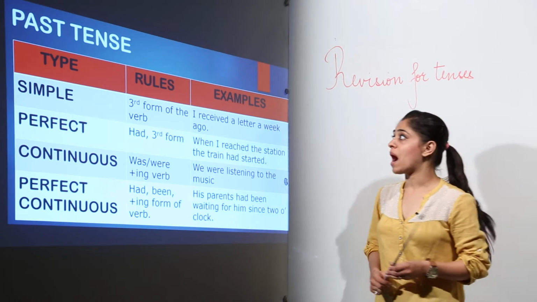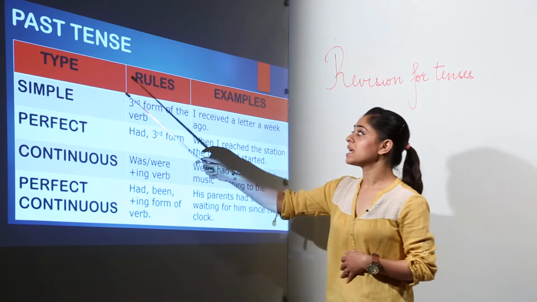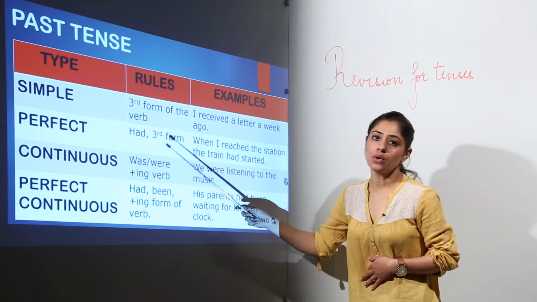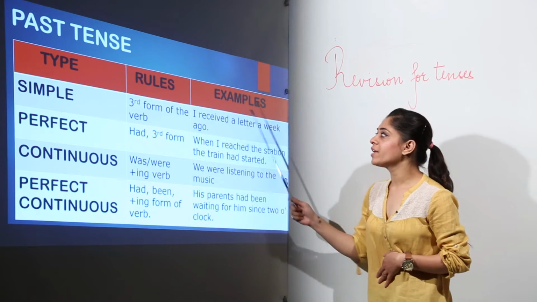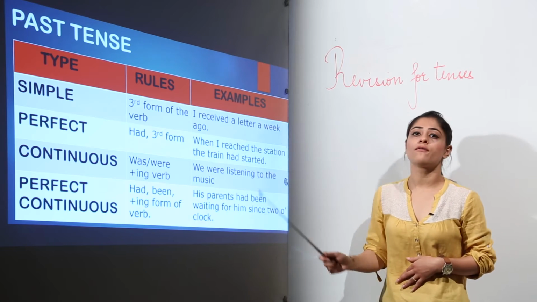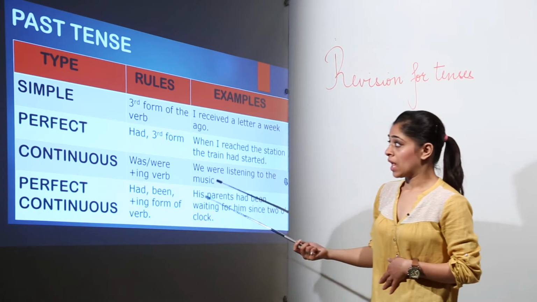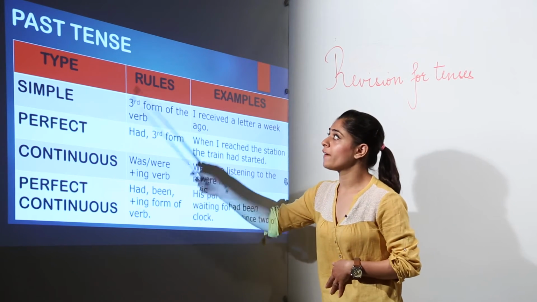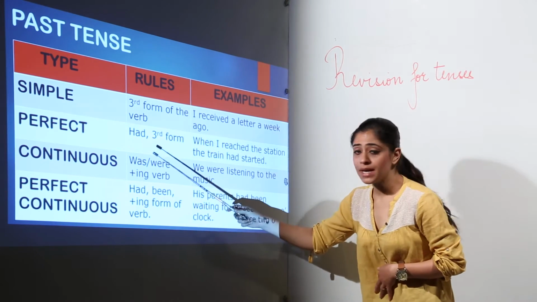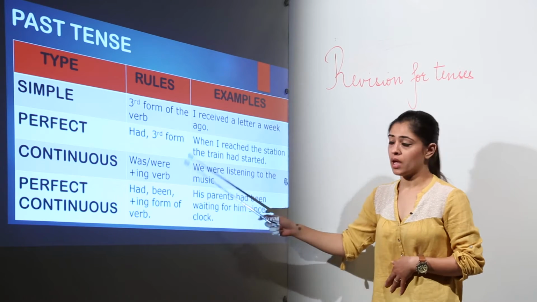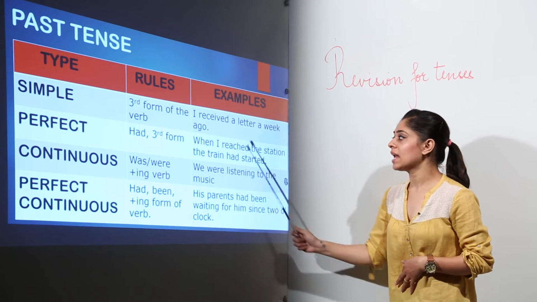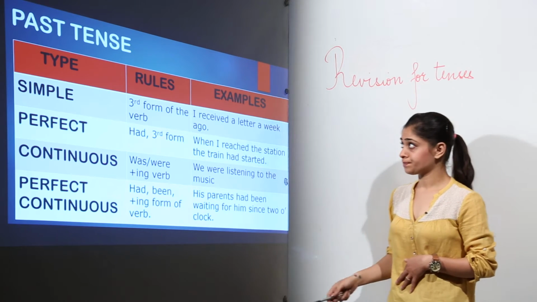Now moving on to past tense. For simple past tense, the rule is the simple, the third form of the verb. For example, I received a letter a week ago. Received is the third form of receive. Then past perfect tense. Rules are had plus third form of the verb. For example, when I reached the station, the train had started.